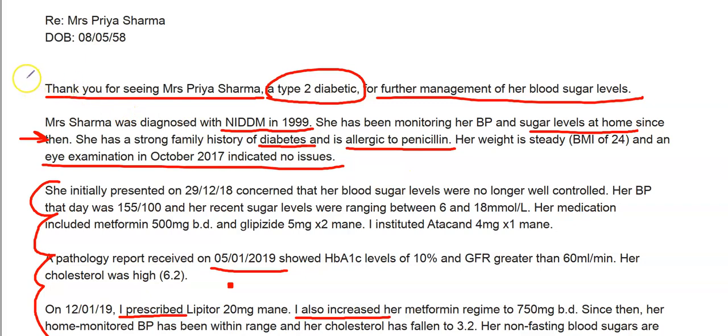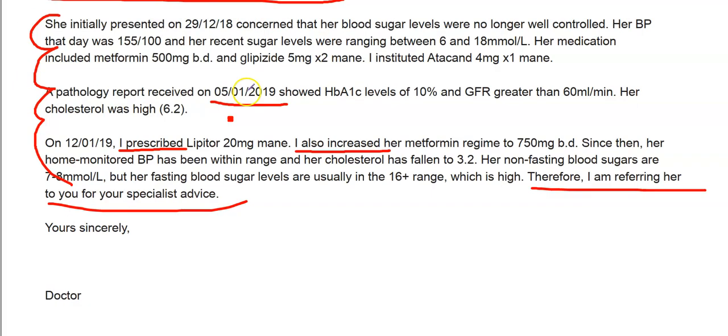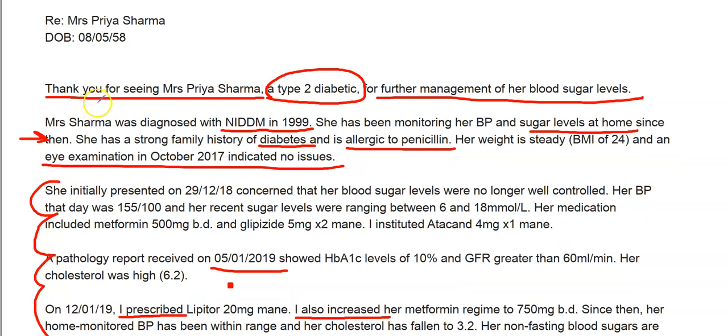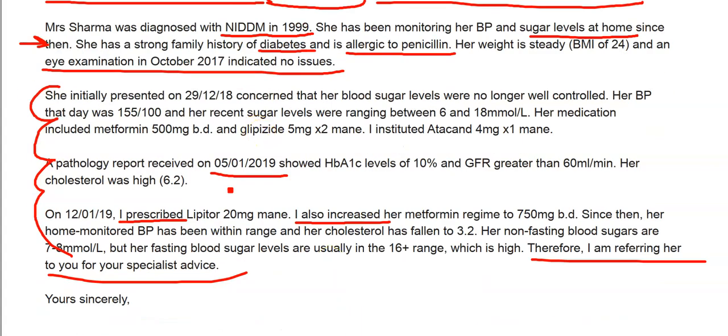You will be using active elsewhere. You can do it here: I'm writing to request your assessment of blah, blah, blah. I am referring her to you. In view of the above, I would appreciate it if you could, etc., etc. I usually put that appreciation thing at the bottom before the closing. To be as direct as possible, you can say: I'm writing to request your further management of Mrs. Priya Sharma, whose symptoms are blah, blah, blah. So that's what you could do.